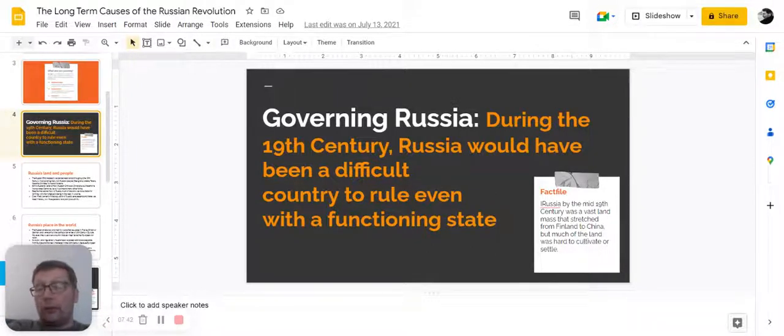But an efficient government isn't what you have. You have a government that becomes increasingly, we call it sclerotic, and becomes increasingly chaotic and attached to old ideas, attached to the ideas of the autocracy, which we are going to look at pretty soon. Why do you have this?